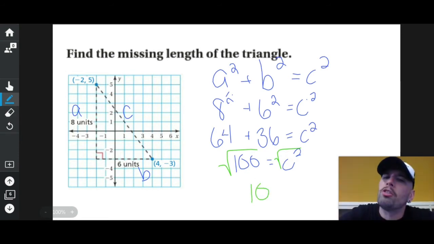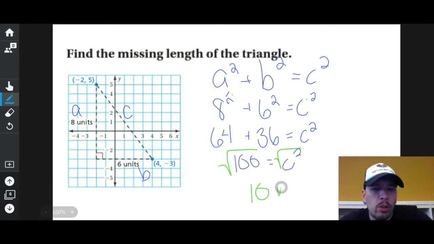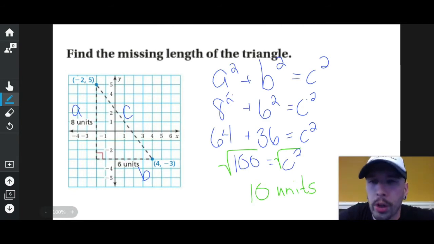Now I'm not going to put C equals. Why? Because I'm just being asked to find the missing length of the triangle. So if someone's like, hey, how far did you walk to school? You're not going to be like, C equals 10. You're going to say 10 blocks. Well, in my case, I'm going to say 10 units because it gave me the word units and I'm very picky and I'm very peculiar.